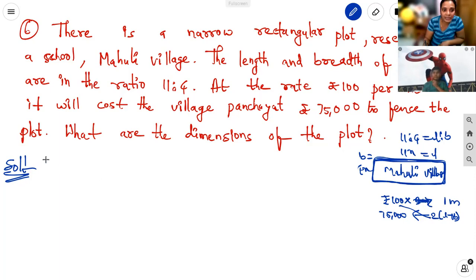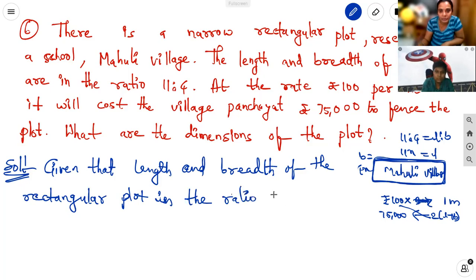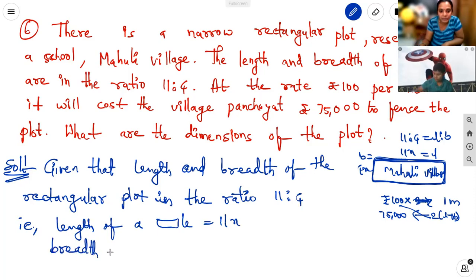Now here we can take: given that the length and breadth of the rectangular plot are in the ratio 11:4, that is nothing but length of a rectangle equal to 11x, breadth of a rectangle equal to 4x.